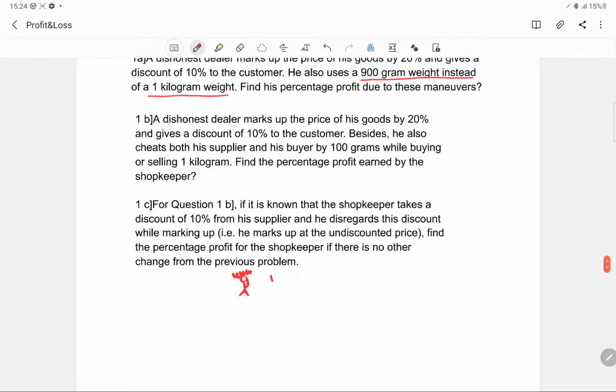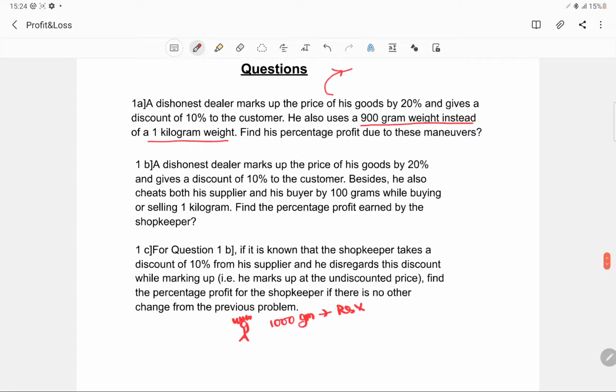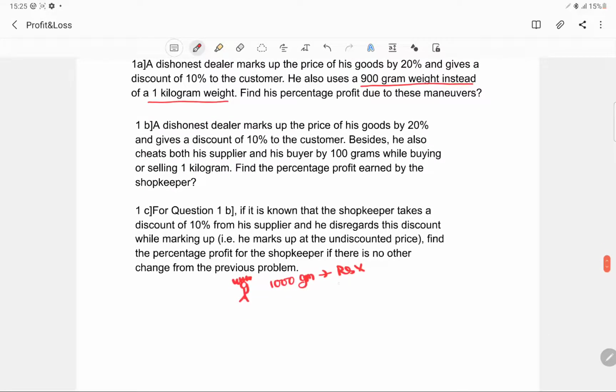So let's say that he bought 1000 gram for rupees X. Then he marked up the price by 20%, so this is like 120 upon 100 of X, and then he gave a discount of this. So this was the selling price.